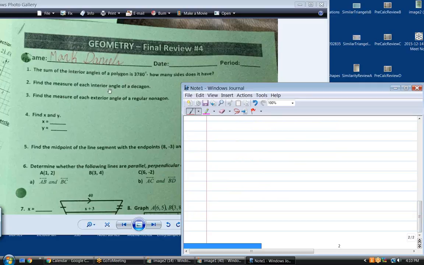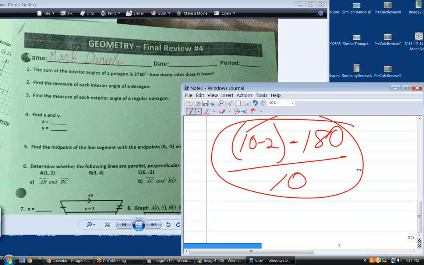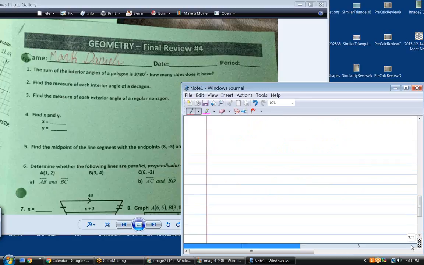So the measure of each interior angle of a decagon. A decagon is 10 sides. So it'd be 10 minus 2 times 180, and then divided by 10. Correct. Whatever that number is. We don't need to spend our time doing arithmetic here.